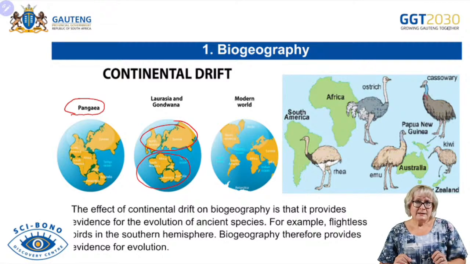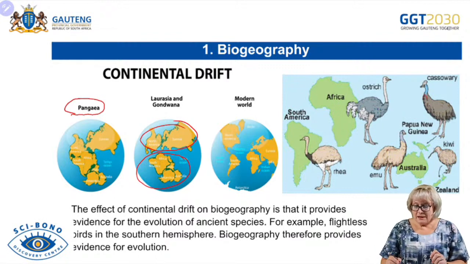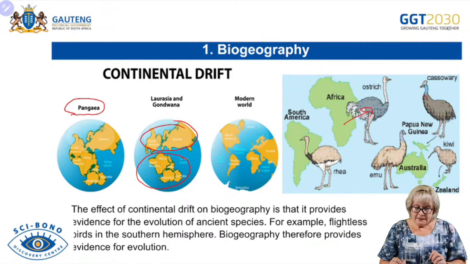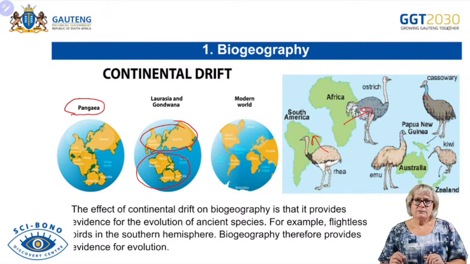Now, what evidence does this give to evolution? The evidence we have is, if we look at animals that are more or less the same, like for instance the flightless birds that we find in the southern hemisphere. In Africa, we all know the ostrich. In South America, they have a rhea. Can you see that it looks very much like a niece or a cousin of the ostrich? And then in New Zealand, a little bit further away, we have a kiwi, also a flightless bird, a little bit smaller, not as tall as the ostrich.